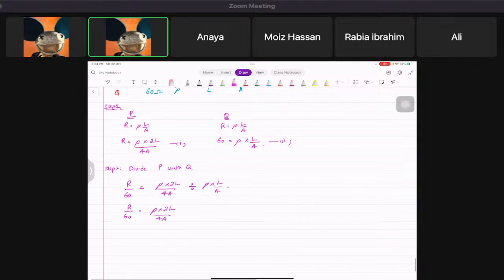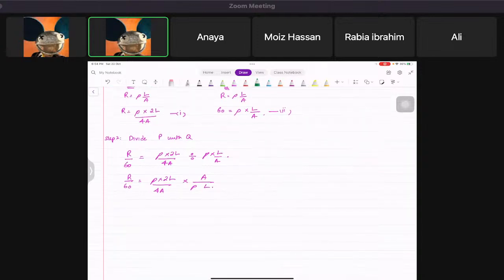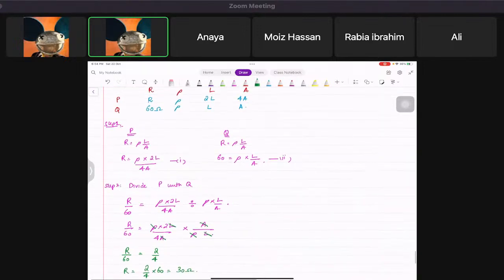That's what you do in math, and it's the same in physics. When you take the reciprocal, A will be on top and resistivity and L will be at the bottom. Now it helps you cancel out: resistivity cancels out resistivity, area cancels out area, length cancels out length. Ultimately you're left with R over 60 equals 2 over 4. So R will be equal to 2 over 4 times 60. That's equivalent to 30 ohms. So the resistance of P must be 30 ohms.